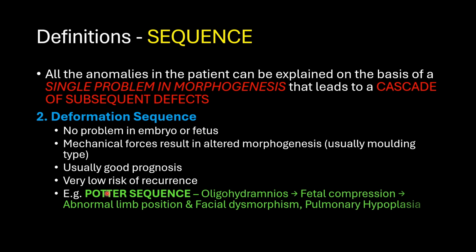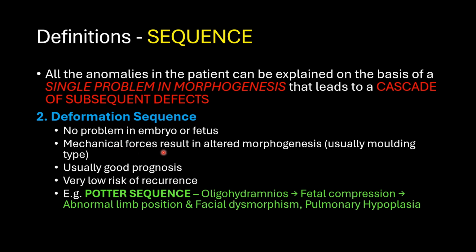What is the example of that? The classical example is the Potter sequence. In Potter sequence, there is originally no problem in the fetus. The fetus or embryo is perfectly fine, but some mechanical forces happen. What are the mechanical forces? The mechanical force is oligohydramnios. Oligohydramnios in itself can be caused by a lot of things. It can be caused by a posterior urethral valve, by bilateral renal artery stenosis, or something else. But whatever it is, the problem is oligohydramnios.